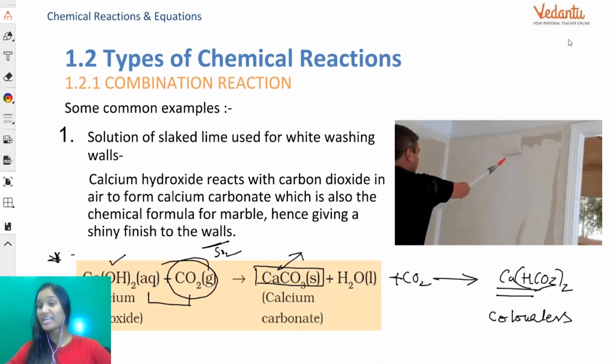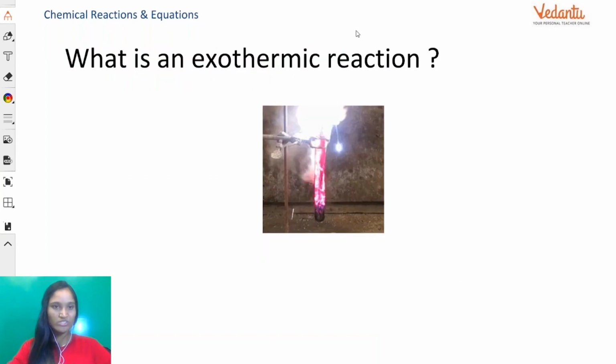Is there anyone who wants to ask me a doubt? This is all about combination. After this, we will be talking about the second type. So, if anyone in the class is lost in combination reactions, please ask me. But remember, please ask me the doubts on whatever we are discussing, right?